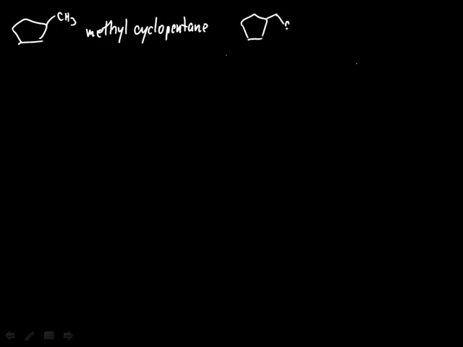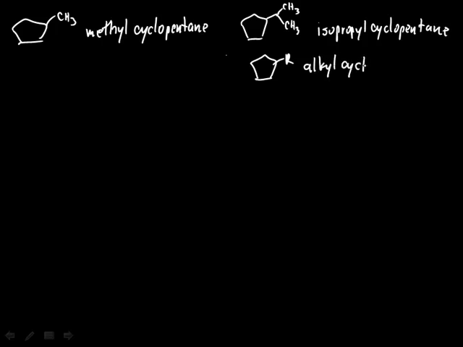To illustrate this with an example, this compound would be methylcyclopentane, from methane. This compound, for example, with CH3, CH3, would be isopropylcyclopentane. And in general, a compound that looks like this would be simply alkylcyclopentane. And of course, this applies to cyclohexanes and all sorts of other compounds.